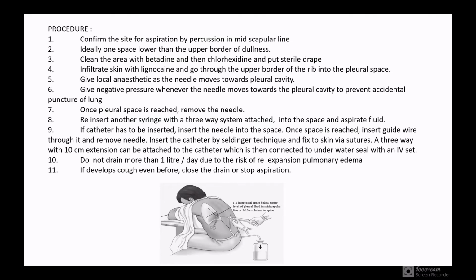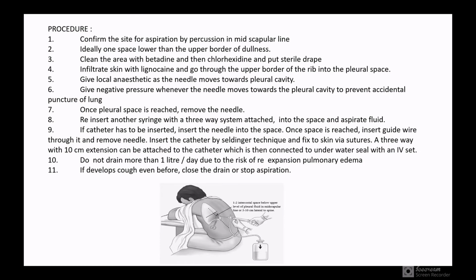Clean the area with betadine and then chlorhexidine, and put sterile drapes to prevent infection. Infiltrate the skin with lignocaine and go through the upper border of the rib into the pleural space. Give local anesthetic as the needle moves towards the pleural cavity. Apply negative pressure whenever the needle moves toward the pleural cavity to prevent accidental puncture of the lung.